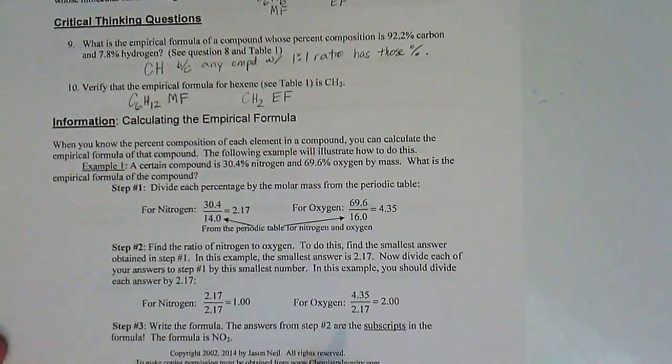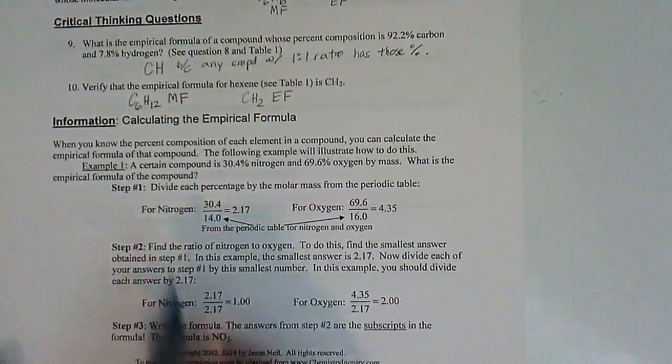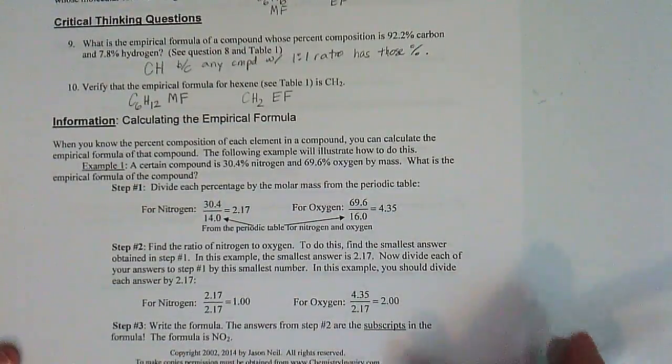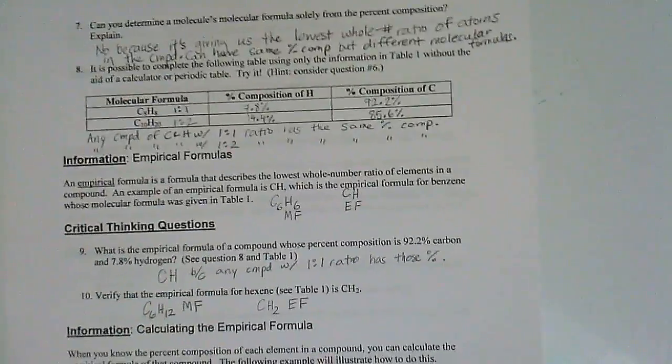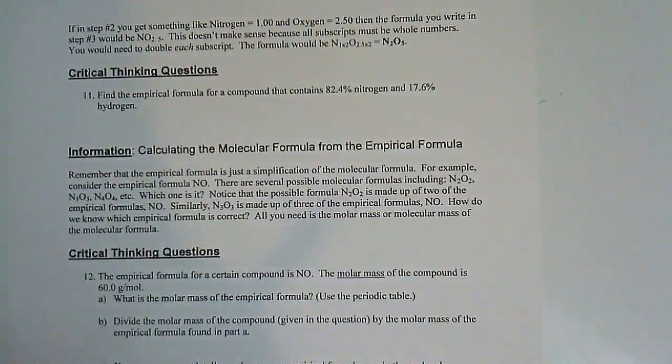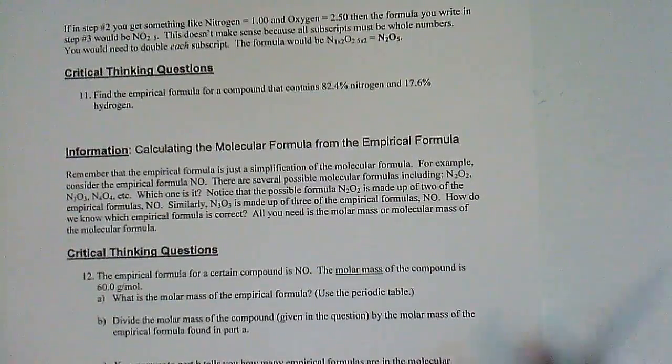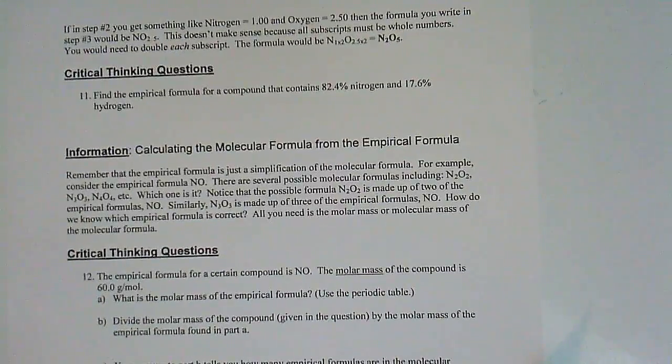Calculating empirical formulas. So this kind of goes through one way to do it. We're going to do it a little bit differently. It doesn't matter really much to me which way you do it, so long as you show your work. So number 11 asks you to find the empirical formula of a compound that contains 82.4% nitrogen and 17.6% hydrogen. I'm going to say this is step number 1.